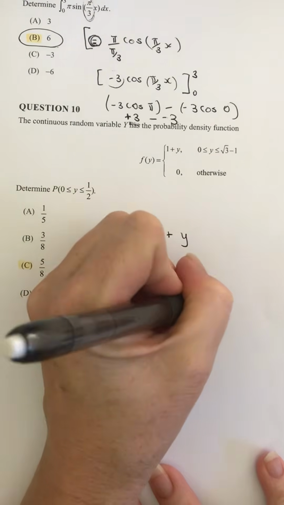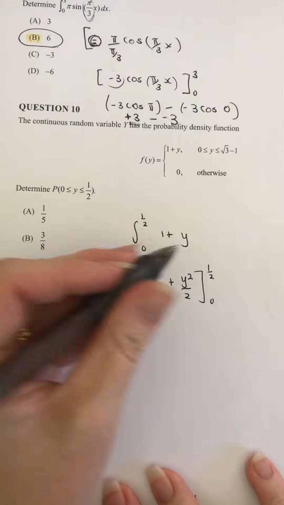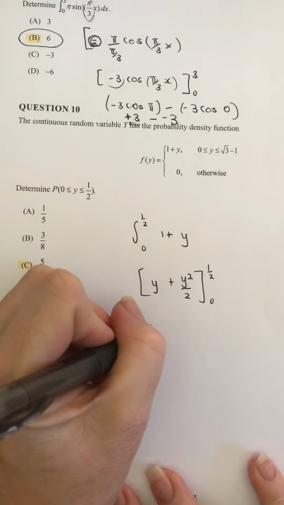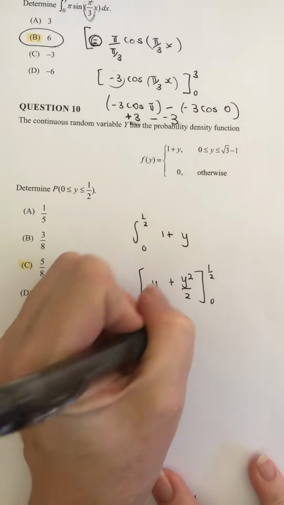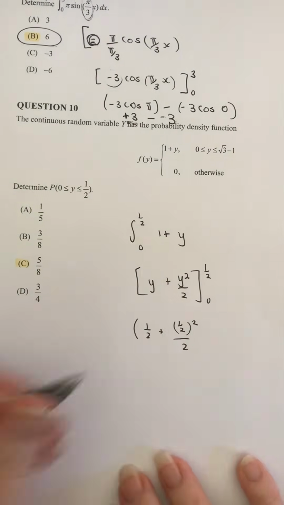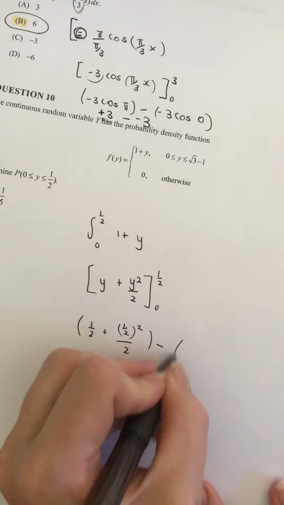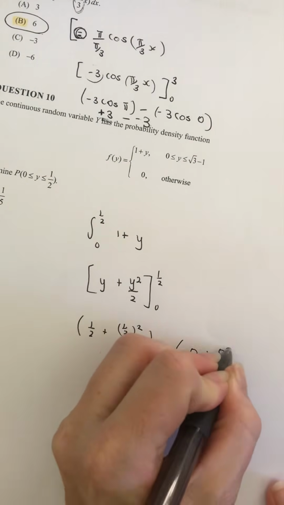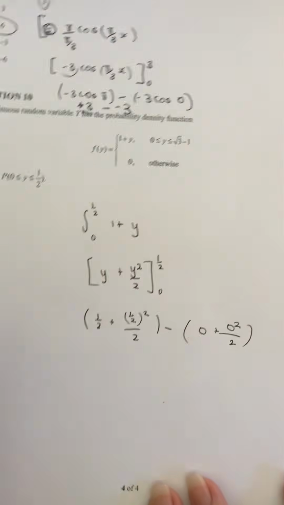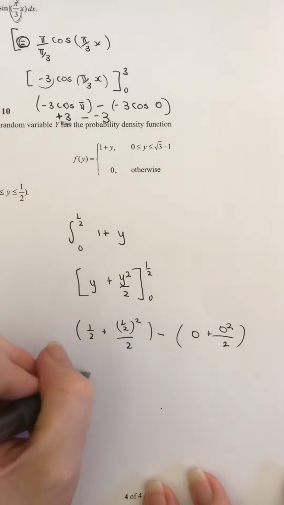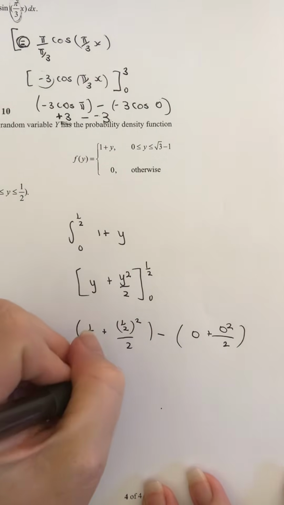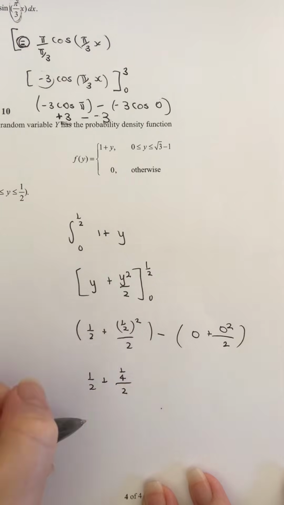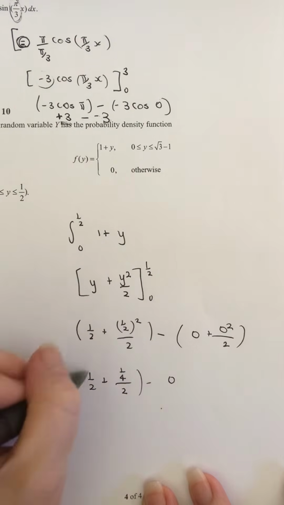And we're going between 0 and a half. So when we sub in the half, we're going to get a half plus a half squared on 2. And then we're taking away 0 plus 0 squared on 2. So taking away 0. So we get a half plus, now a half squared is going to be a quarter over 2, taking away 0.